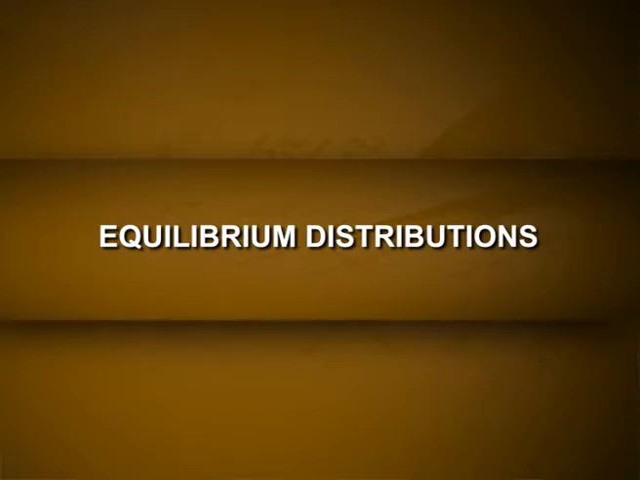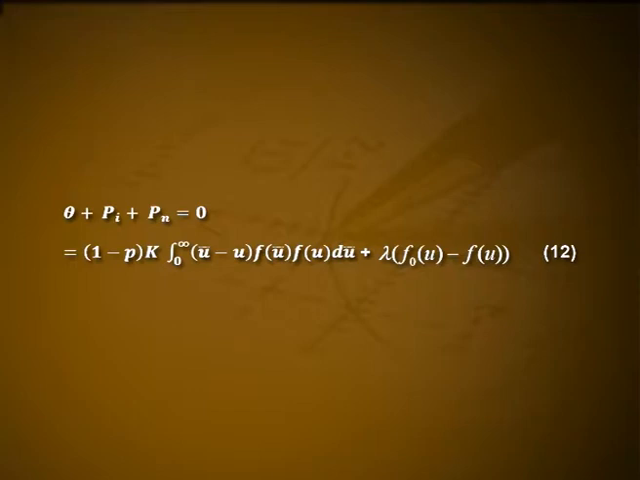Equilibrium distributions. Since we are assuming equilibrium, the net rate of change of f of u vanishes, and hence the sum of the rates due to overtaking and to passing is 0. Theta plus pi plus Pn is equal to 0, which is equal to 1 minus p into k into integral 0 to infinity u bar minus u into f of u bar into f of u du bar plus lambda into f naught of u minus f of u. Equation 12 gives a balance between overtaking and passing.